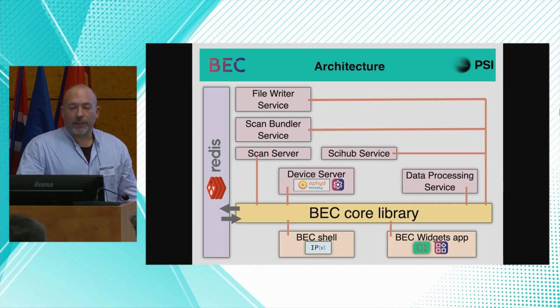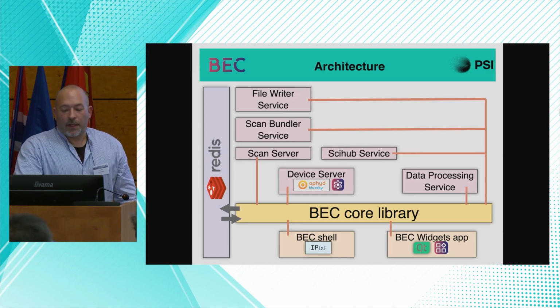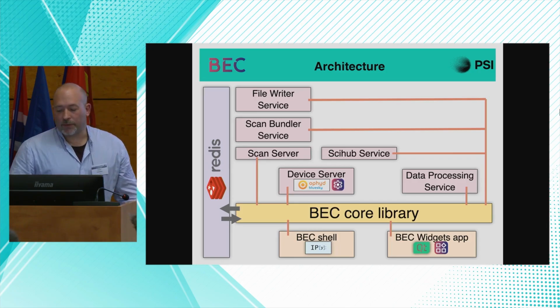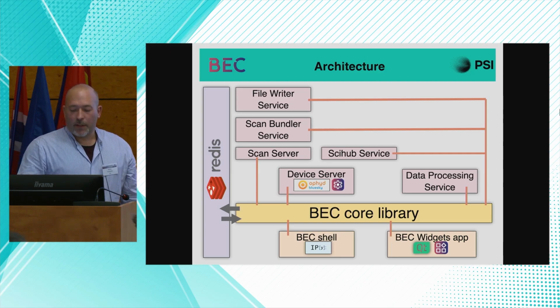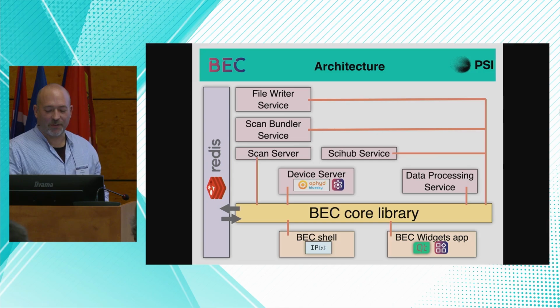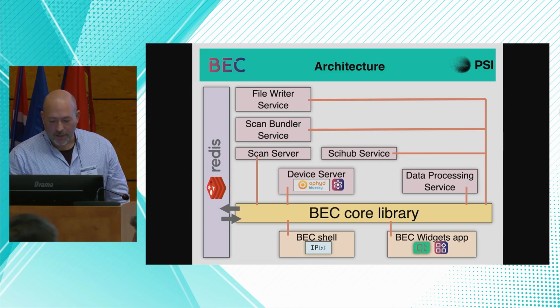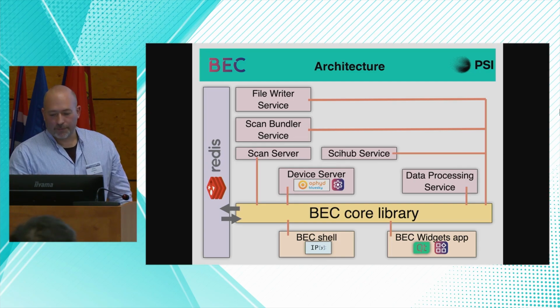So we have the device server, which gives access to the hardware through Ophyd. And then on top of that, we have the scan server, and the scan bundler. So those two allow to have a queue for executing scans and also gives access for the data. The file writer is saving the data, and also there is a data processing and the SciHub. So SciHub has nothing to do with Sci-Hub, the website. This is the service to connect to the data catalog and the logbook. And from the user point of view, there is the Beck shell and Beck widgets application.